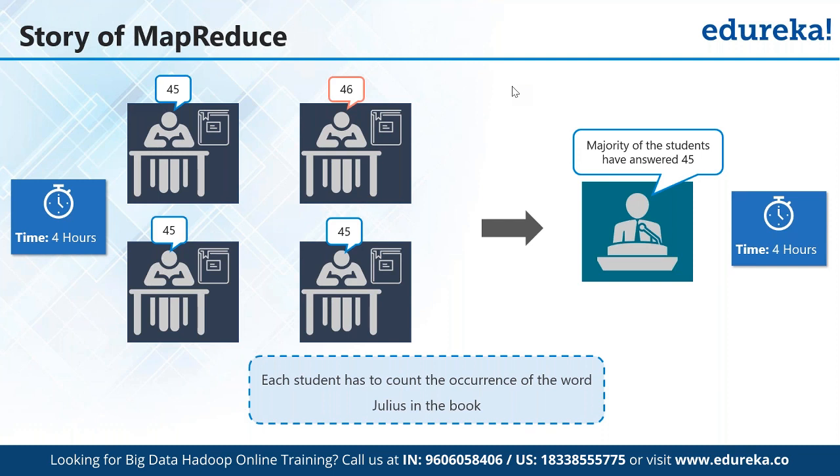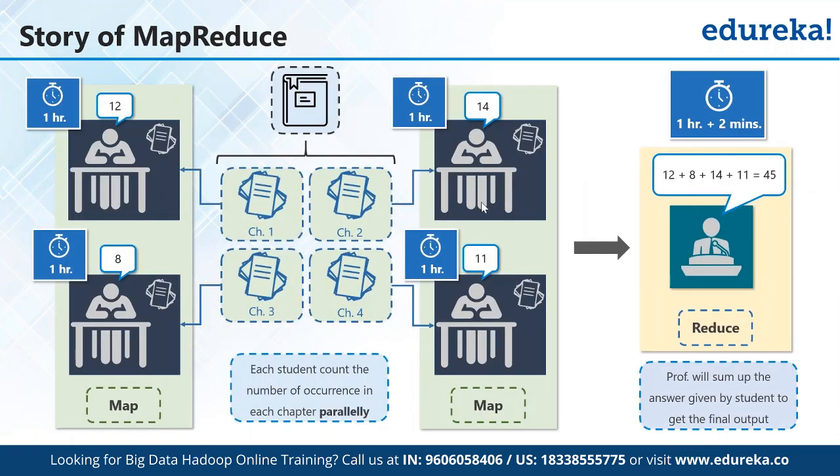You have given them the book, and all 4 are working together, but working separately. Each one of them wants to find out the number, so the total is 4 hours because each one of them is doing the same thing. But if you do it distributedly, you have chapters: chapter 1, chapter 2, chapter 3, chapter 4, let's say. And you divide the 4 chapters among these 4 guys differently.